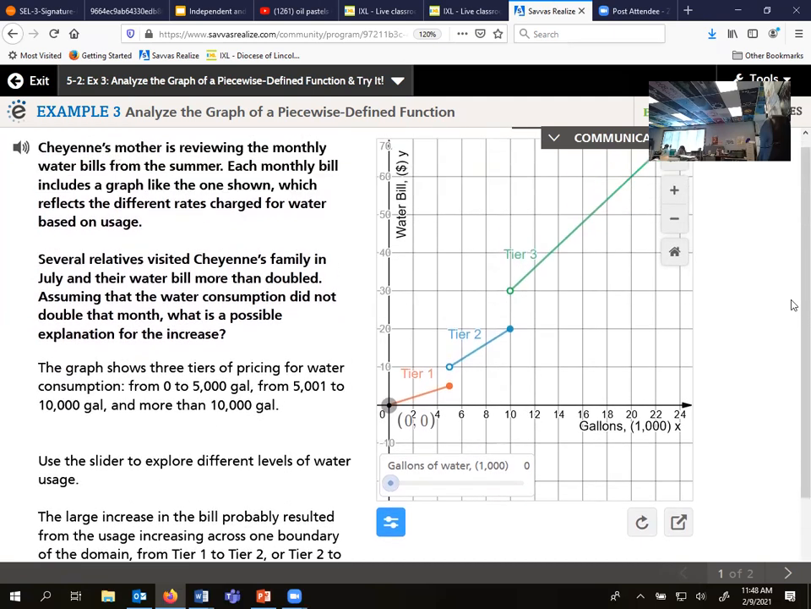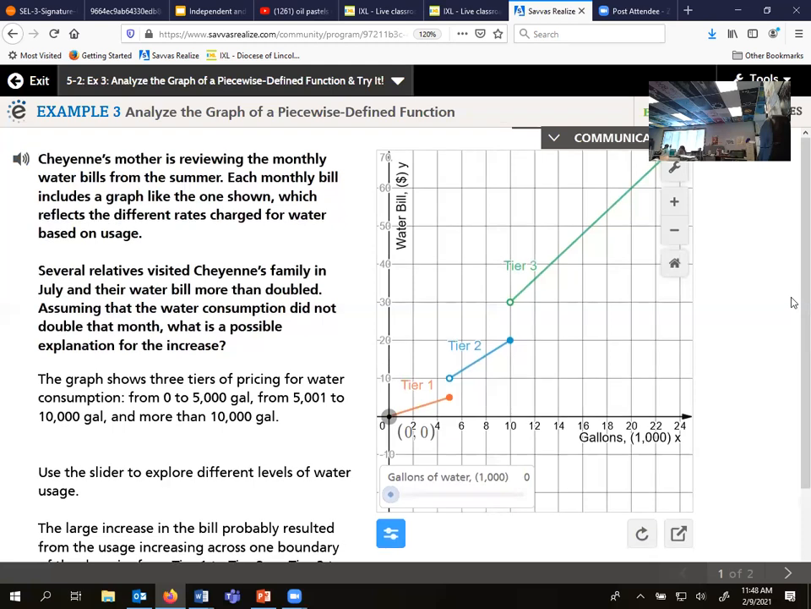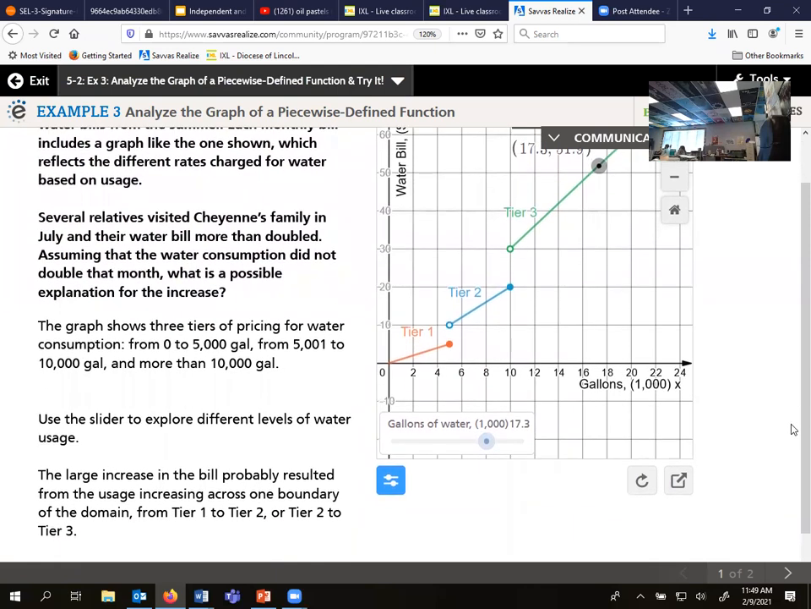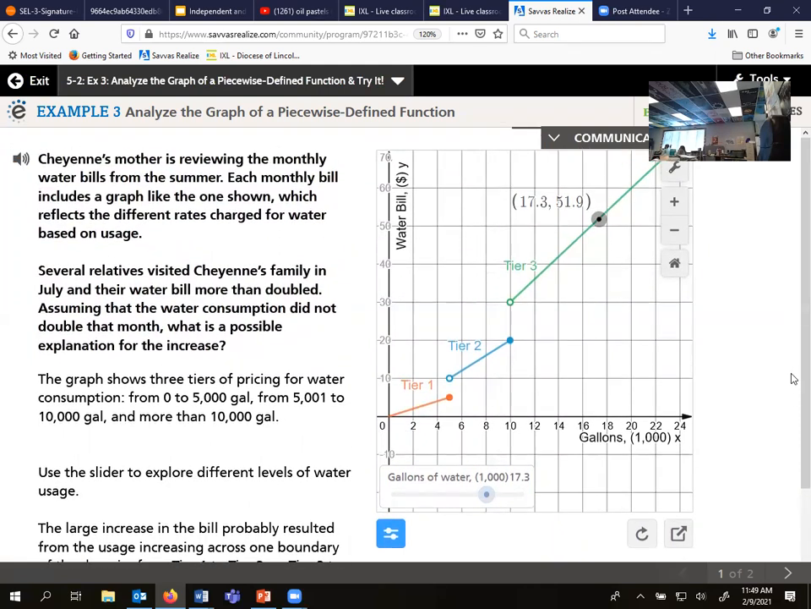Okay, so yeah, we follow this little slider along here. If we use 0 gallons, you don't pay anything. But as I jump along, the more gallons I use, I follow that red line, and then it moves to the blue line, and then it moves to the green line. And I can use a bunch more. Okay. The large increase in the bill probably resulted from extra usage plus jumping from one tier or one method of charging to another one.